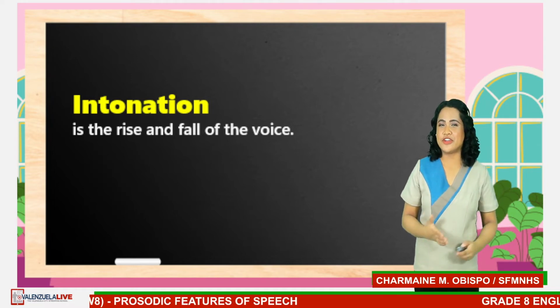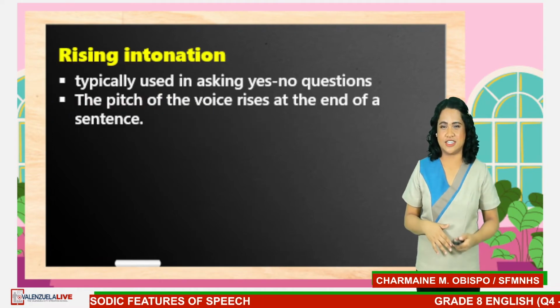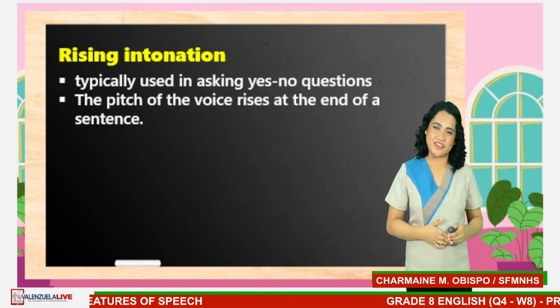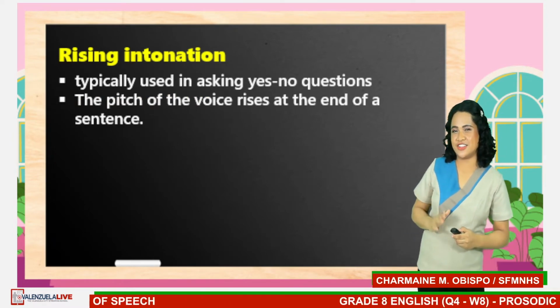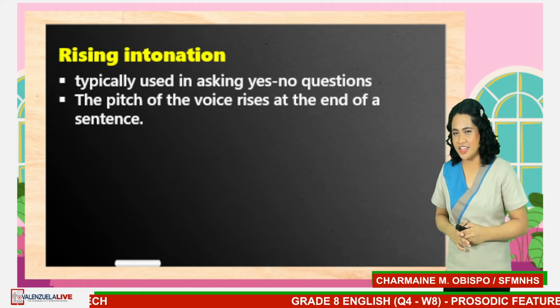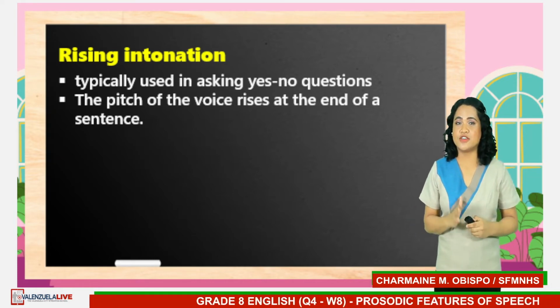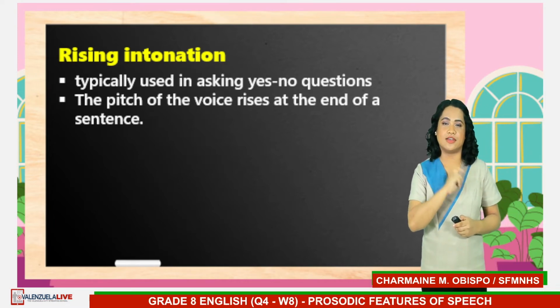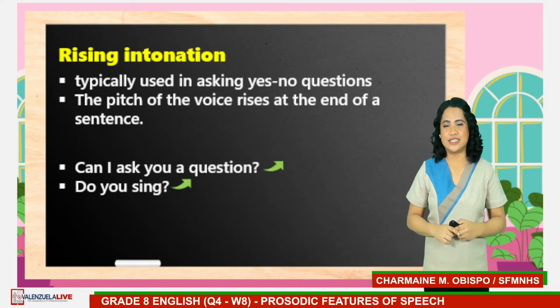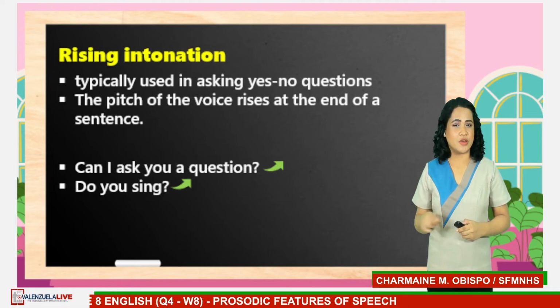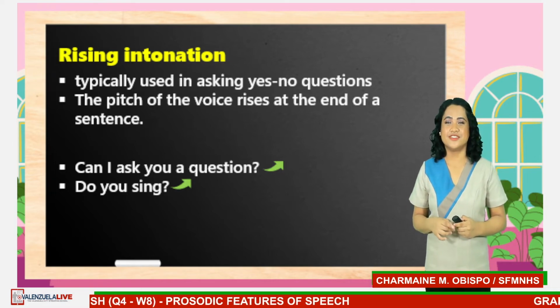Now, there are different intonation patterns in English. One of the most common patterns is the rising intonation. Rising intonation is typically used in asking yes-no questions. The pitch of the voice rises at the end of a sentence. For example, can I ask you a question? Do you sing?